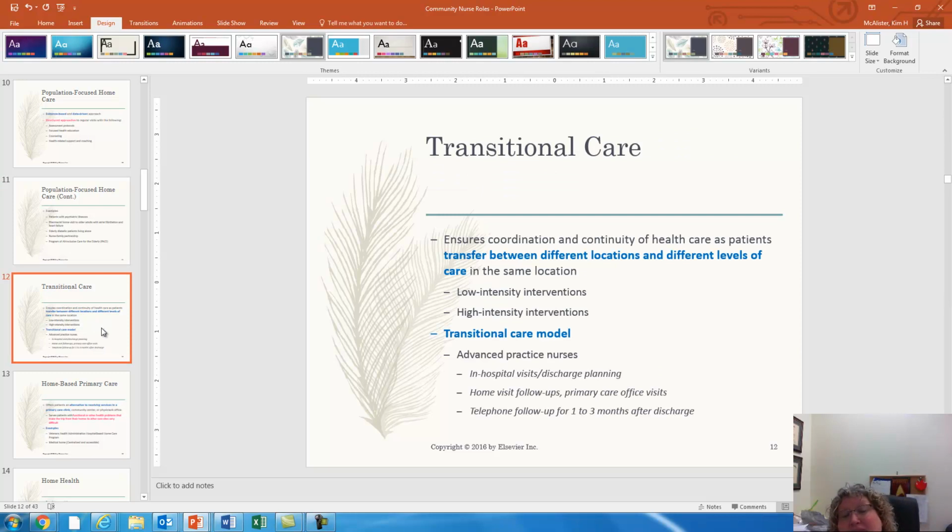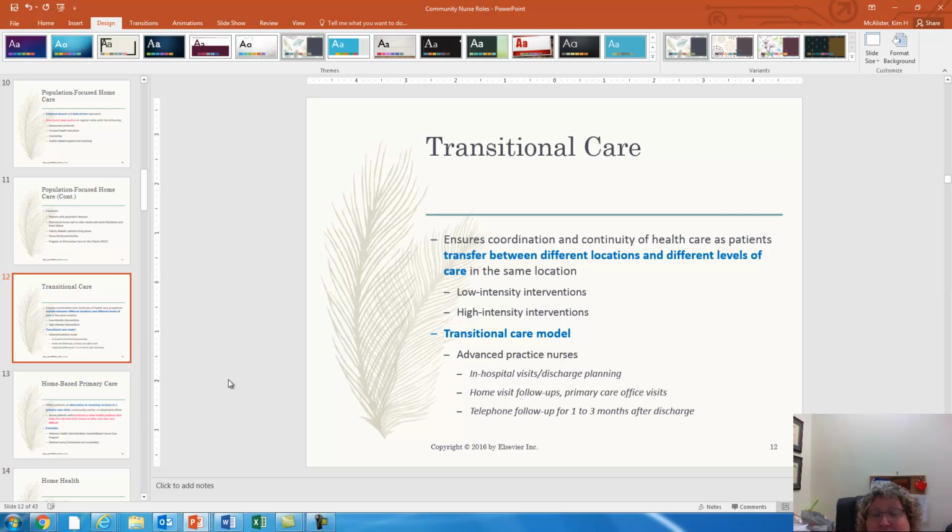Transitional care, this is where we're coordinating care from the place that the patient has been to where they're going. And we may have some basic general interventions, and we may have some high intensity interventions. We have patients in home care who are on ventilators, they may be on tube feedings, they may have central line care. It's really extraordinary what people have at home and what we can do at home.